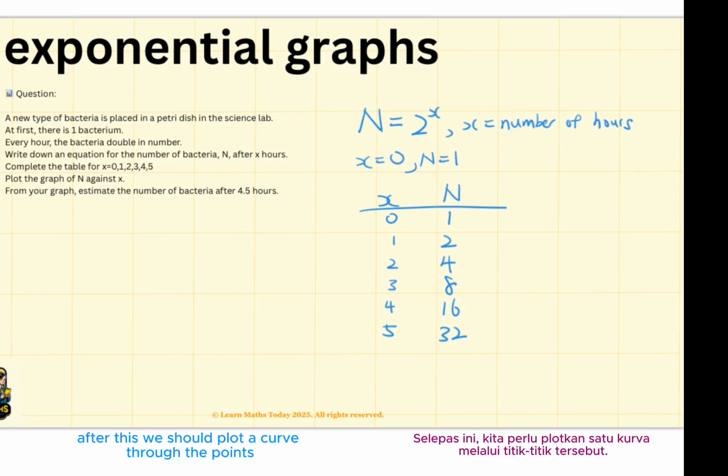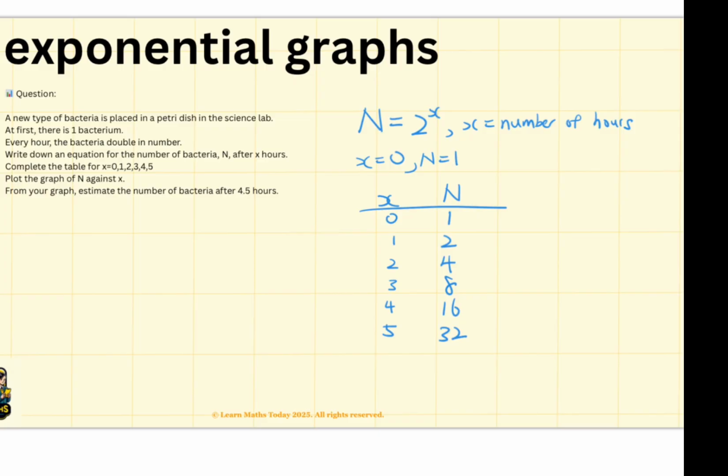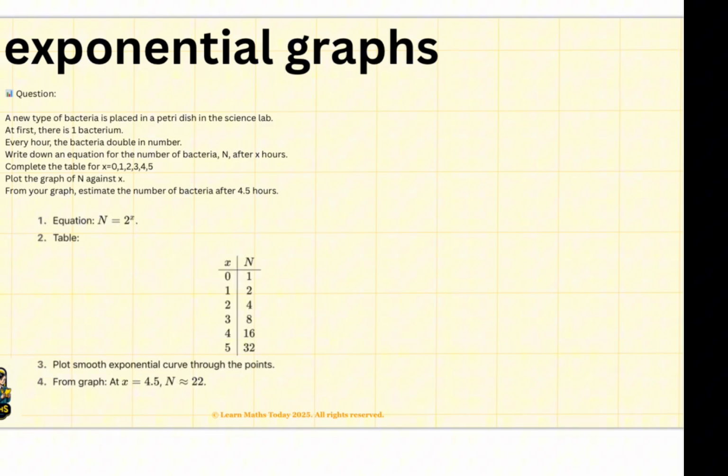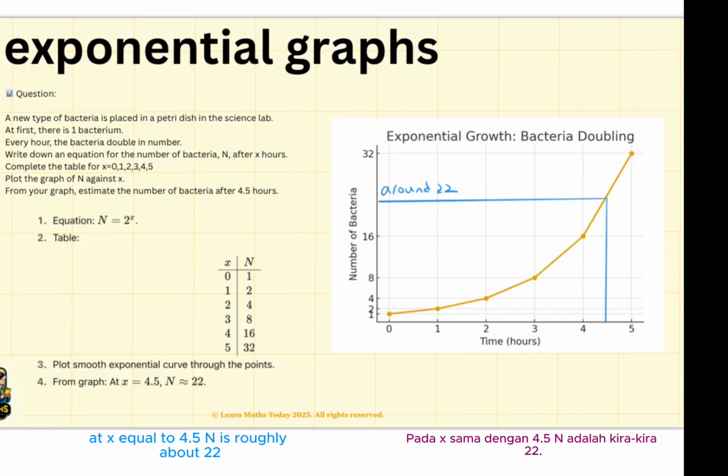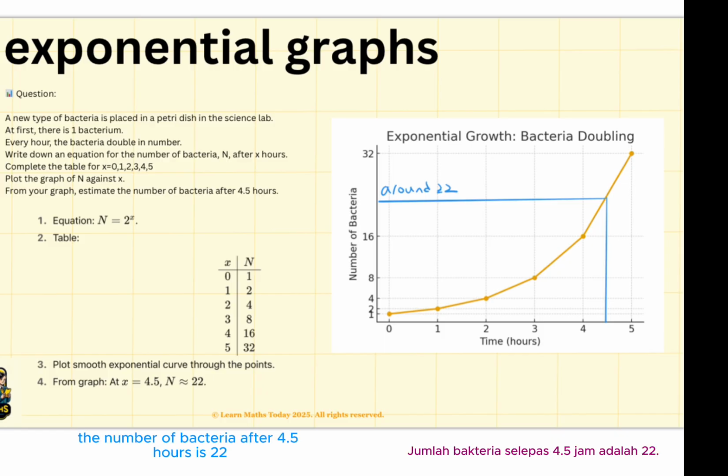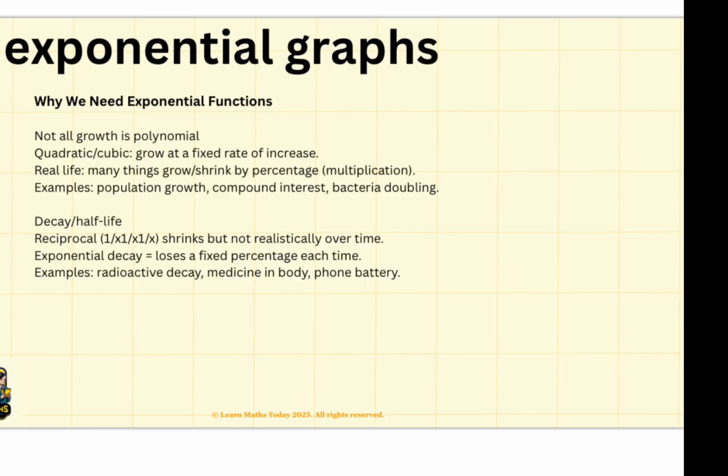After this, we should plot a curve through the points. And then using the curve, let's try to estimate the number of bacteria after 4.5 hours. From the graph, you can see that at x equal to 4.5, n is roughly about 22. The number of bacteria after 4.5 hours is 22.